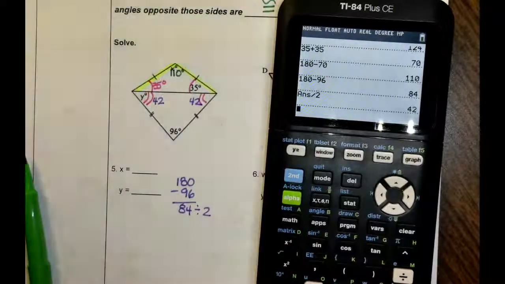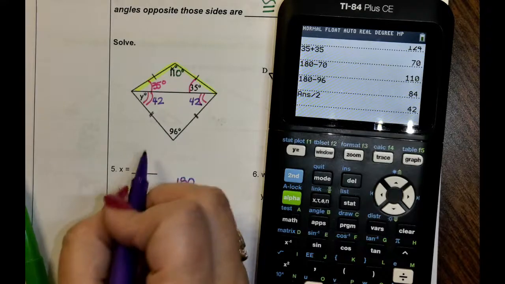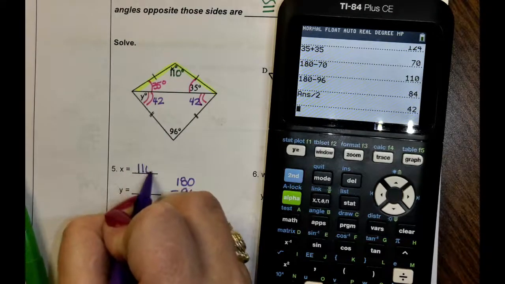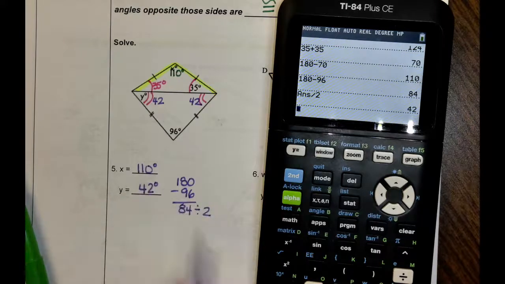So you have to pay attention to whether I've given you the vertex angle or the base angle. The base angle gets doubled. The vertex angle gets used once. So angle X then is 110 degrees and angle Y is 42 degrees. Each of those is 42.